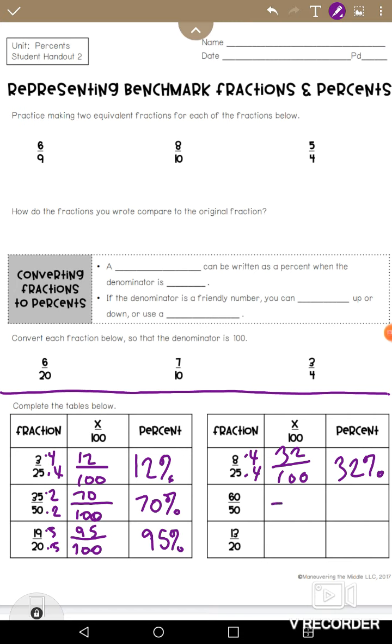60 over 50, make it an easy number to deal with for percent, change my denominator to 100. How did I do that? 50 times 2, when I do the bottom, I do the top. 60 times 2, 120, 120%.